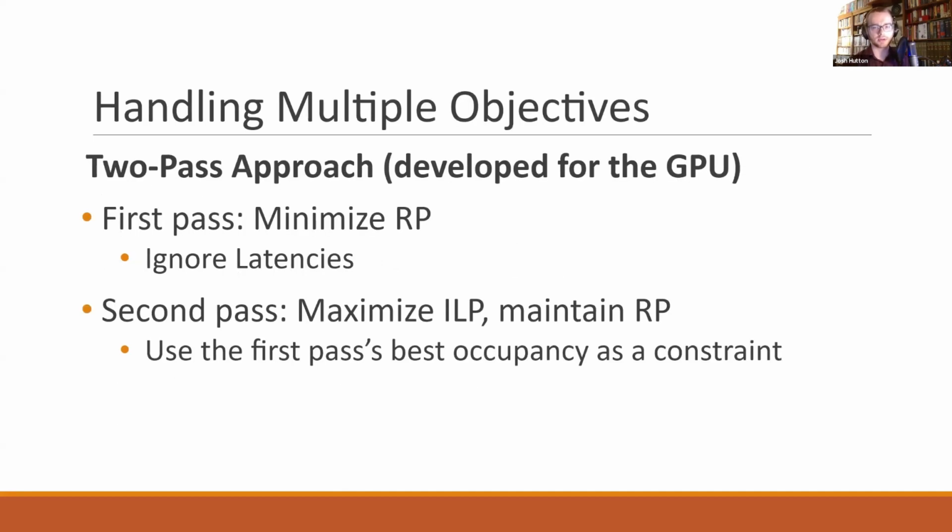For our scheduler, we tackle this issue by using a two-pass approach. In the first pass, we seek to minimize RP and maximize occupancy. To do this, we entirely ignore latency. We then take the highest occupancy schedule found in pass 1 and insert stalls into it in order to satisfy latency constraints, and then try to maintain the best occupancy we found in pass 1 while minimizing schedule length.